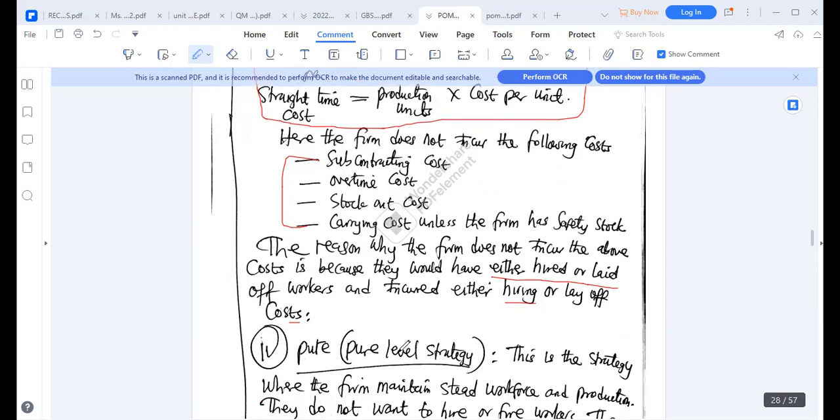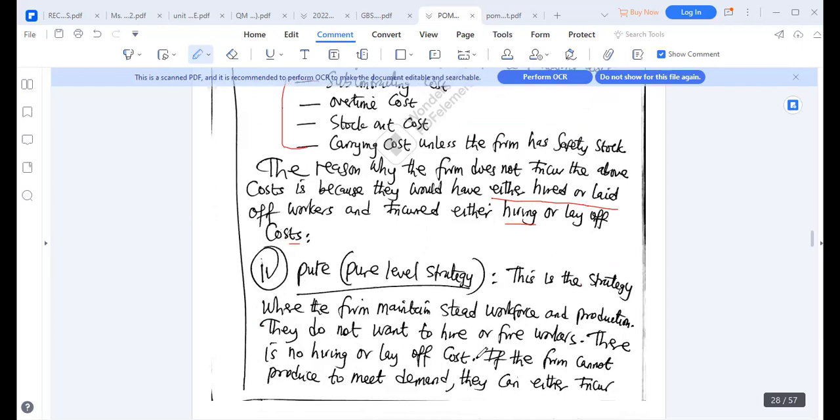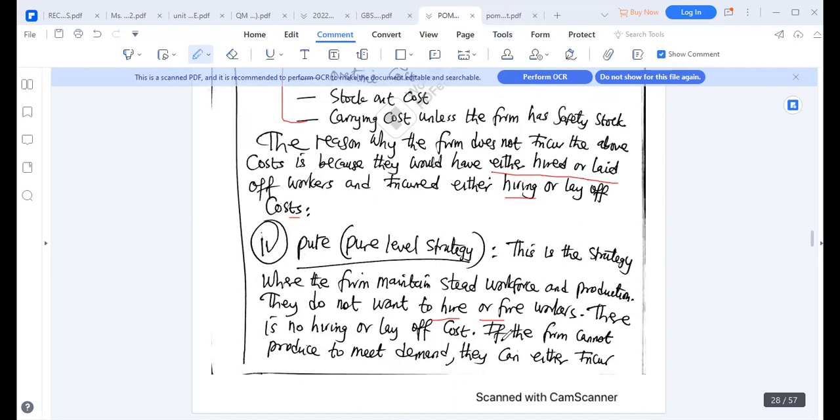Then the pure level strategy is a strategy where the firm maintains the steady workforce and production. They do not want to hire and fire workers. Okay, they have no hiring and laying off cost. If the firm cannot produce to meet demand, they can now incur either of the following costs. So not all of them at a time.